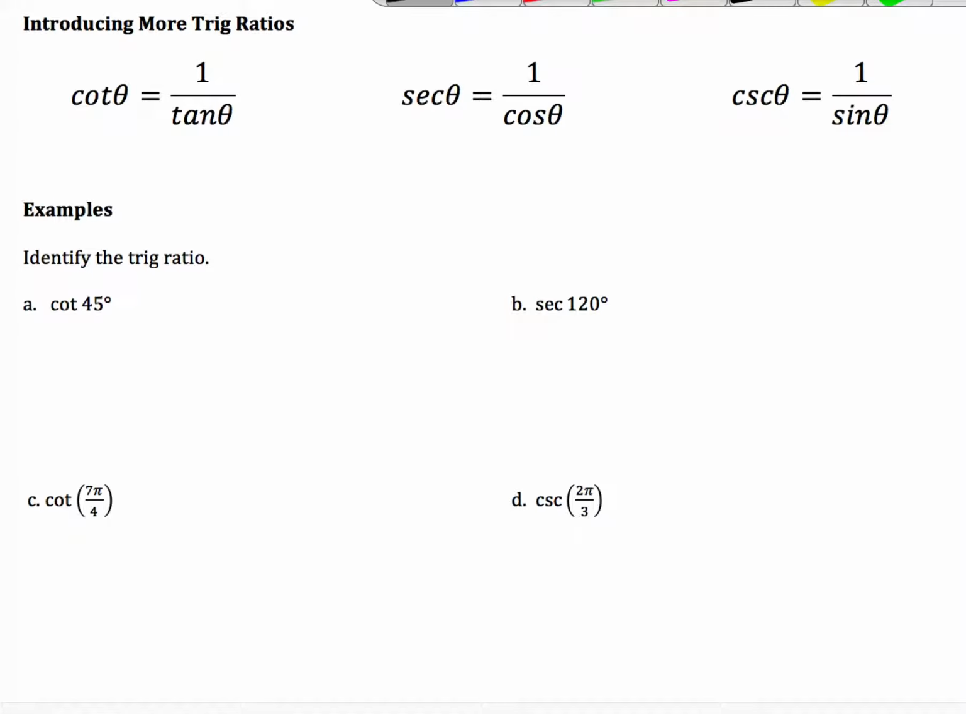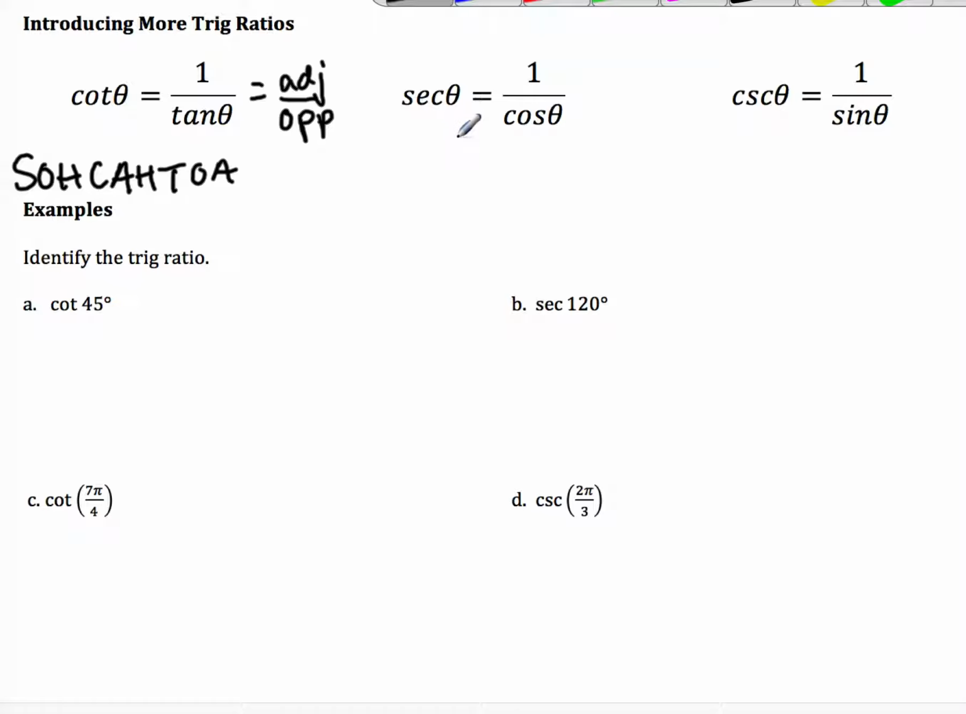A few more handy-dandy trig ratios to talk about, and these are known as your reciprocal ratios. So when we see cotangent, cotangent is the reciprocal of tangent. So if we are thinking about our SOHCAHTOA, cotangent just allows us to take the reciprocal of tangent, which will be, instead of opposite over adjacent, our adjacent over opposite.